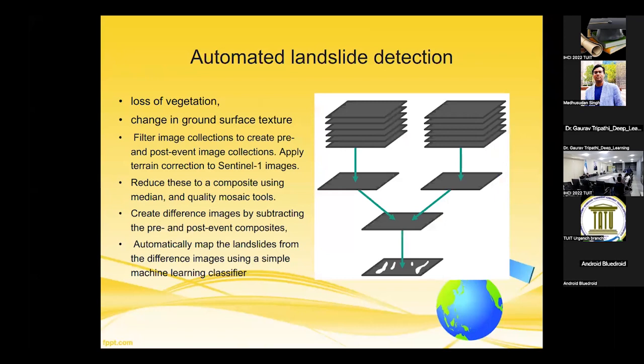Now, these are the filter images: it creates pre and post event collections and applies terrain correction to Sentinel images. Terrain correction will be a module which needs to be developed, from pre and post landslides of the same area, and creates difference images by subtracting the pre and post event composite. Again, the concept of change detection comes in, and we automatically map the landslides from different images using a simple machine learning classifier.